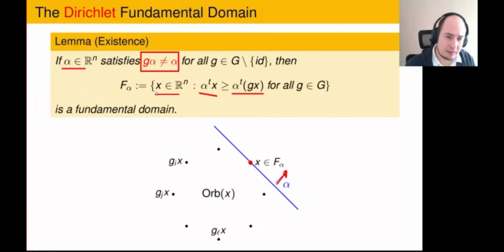I don't have time to go into more details, but this is a requirement that you have for this alpha. But it's not a very strong requirement, in the sense that you can always find such an alpha. It always exists.